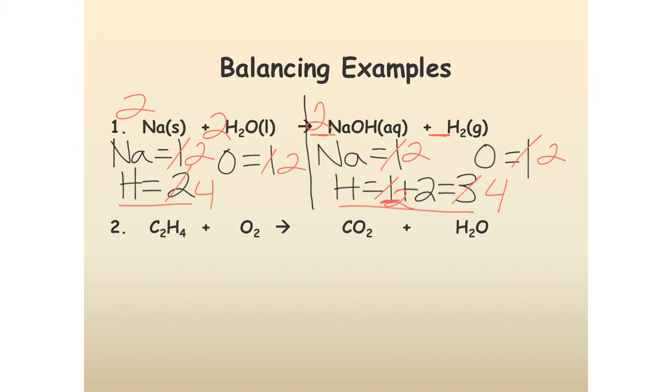Pause the video and balance number 2. All right, so your coefficients would be 1, 3, 2, 2. The way that I started this was I worked with the hydrogen. I knew I had 4 over here, so therefore I needed the 2 in front of the water. And then because I had a 2 there, I needed the 2 in front of carbon dioxide. Then that gave me 6 oxygen atoms total on the product side. Therefore, I needed the 3 in front of the O2.